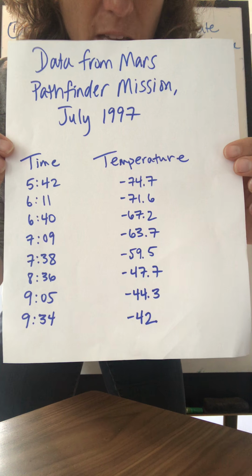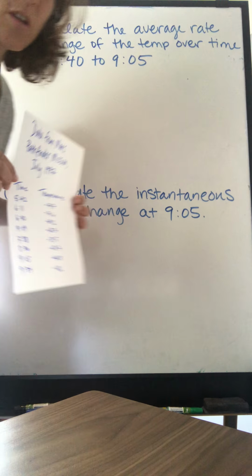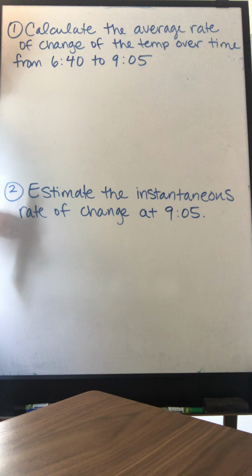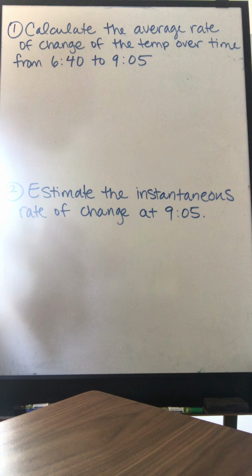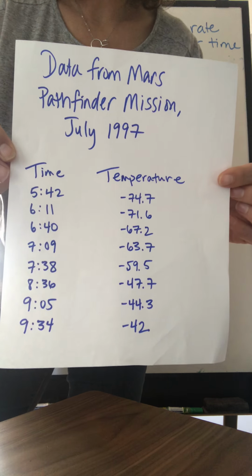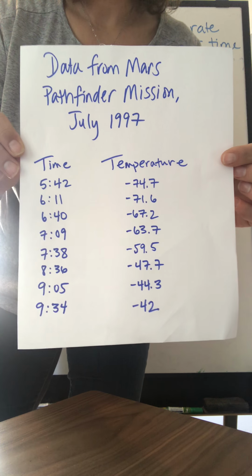In these two examples that we're going to do today, we're going to look at how to calculate the average rate of change of the temperature over time from 640 to 905. And then we're going to take a moment and estimate the instantaneous rate of change at the time 905. So we have the table, take a snapshot of that.